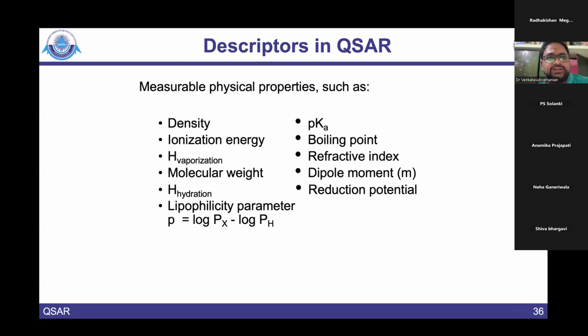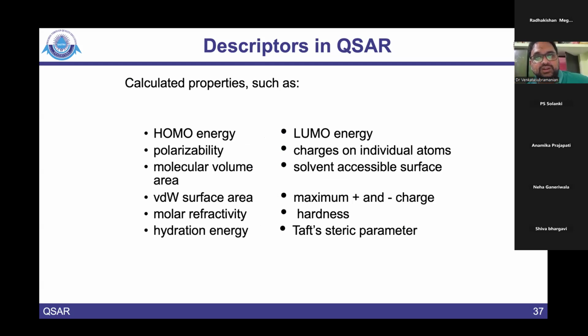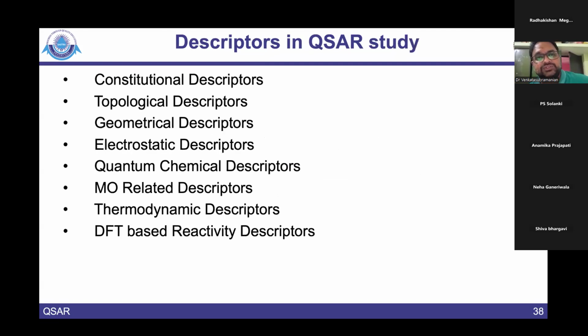Basically, descriptors include measurable physical properties and calculated properties. These are things like density, ionization energy, vaporization, molecular weight, hydration. These are all descriptors that can be used. Then there are quantum mechanical ones, obviously HOMO energy, LUMO energy, polarizability, molecular volume, van der Waals surface area, molecular refractivity, and so on. These are all various calculated electronic properties that can be used as descriptors.